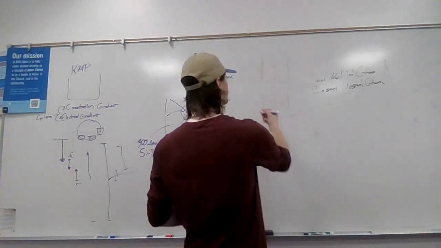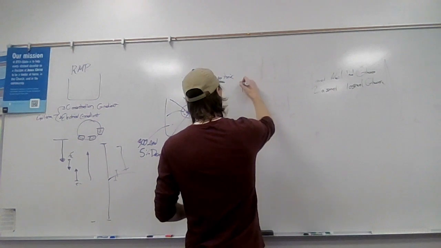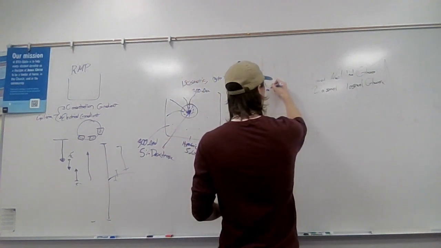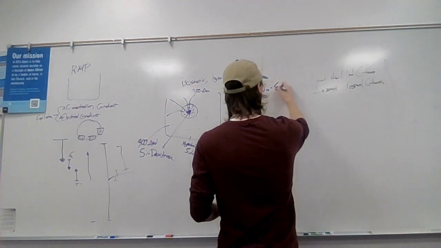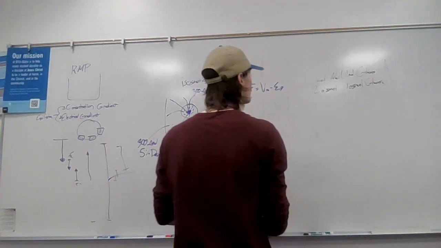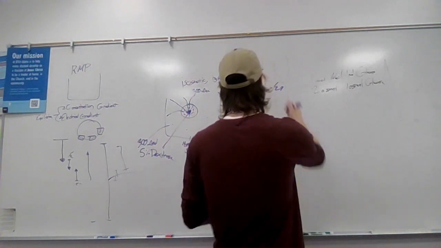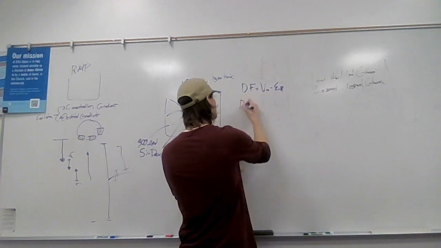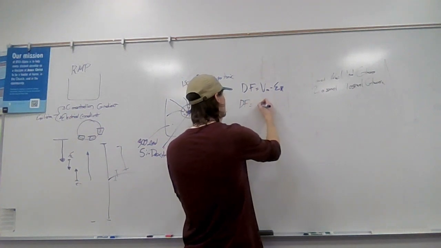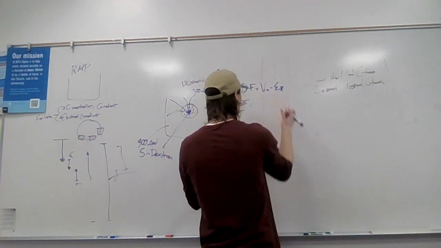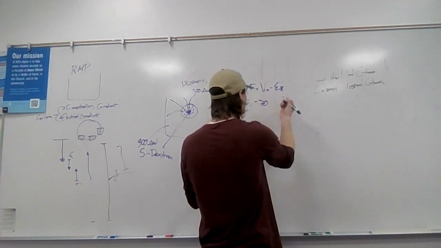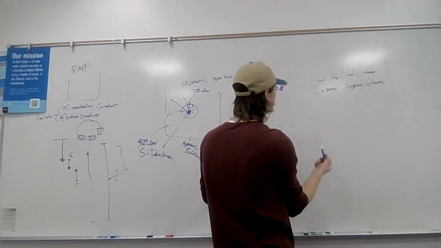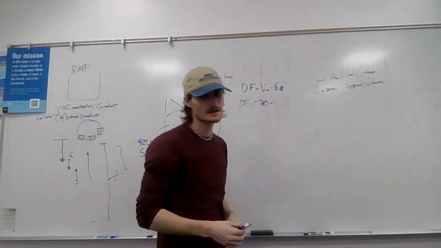Okay. So driving force is going to be dF equals Vm minus Ex. So basically what this is saying is the driving force for an ion is equal to the voltage of the membrane, which most of the time is like -70, and then minus the equilibrium potential.